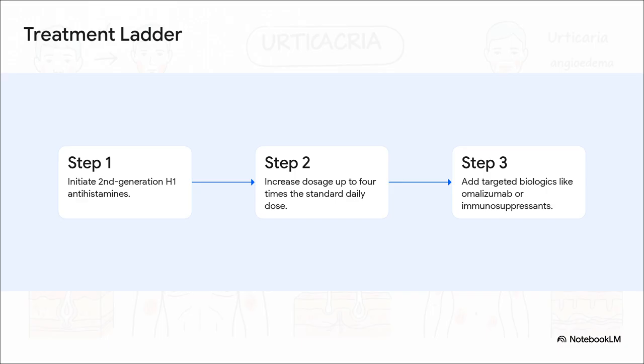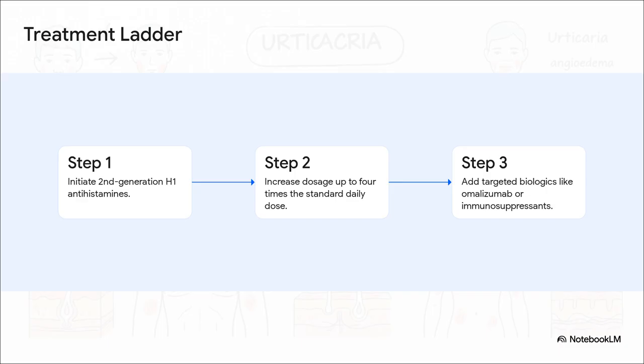If the patient's mast cells are still misbehaving, Step 2 allows clinicians to safely increase that antihistamine dosage up to 4 times the standard daily dose. If symptoms are still persisting, we move to Step 3, adding targeted biologics. A fantastic example is omalizumab, which is a monoclonal antibody that binds up IgE, effectively disarming the mast cell. Alternatively, heavy-hitting immunosuppressants like cyclosporin can be used.